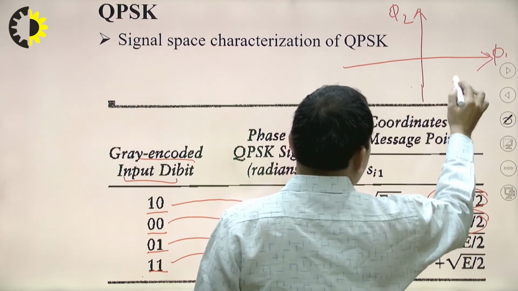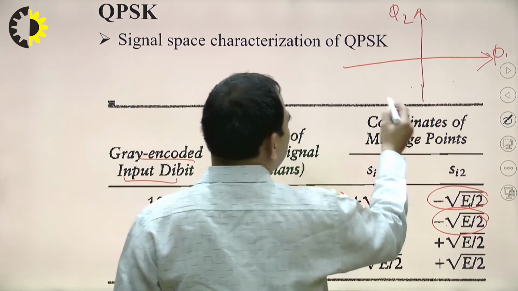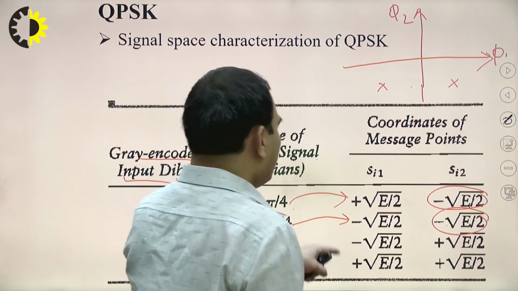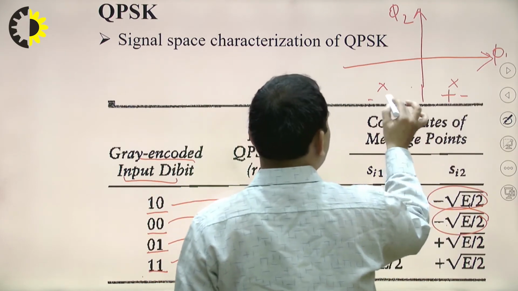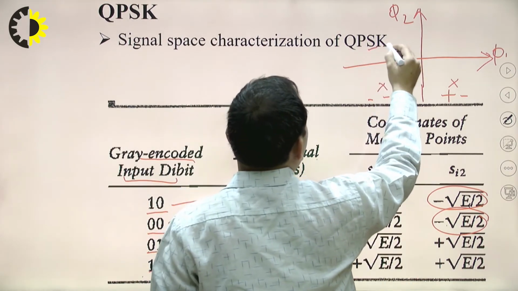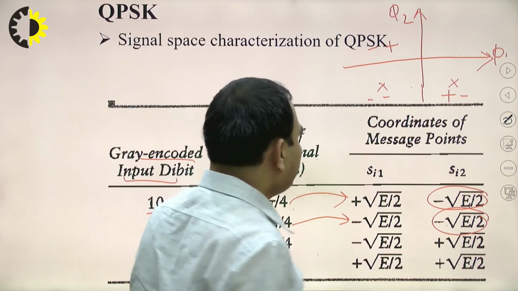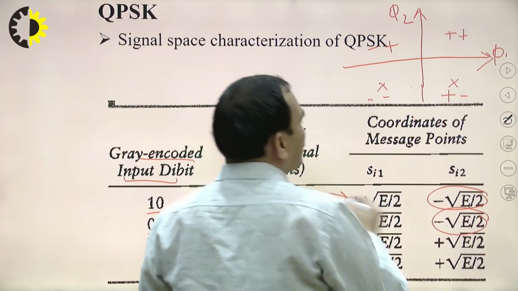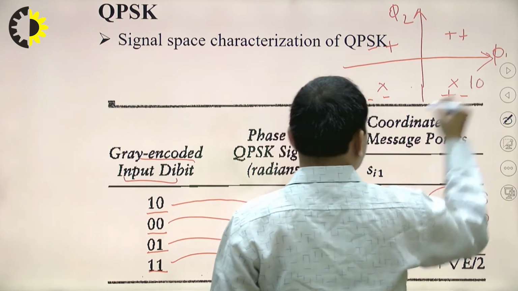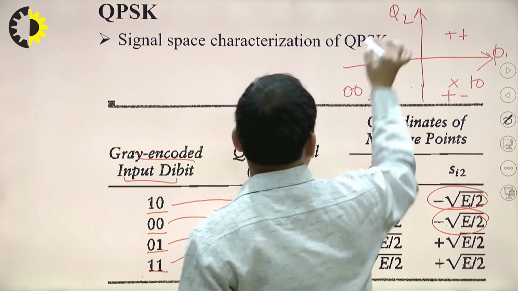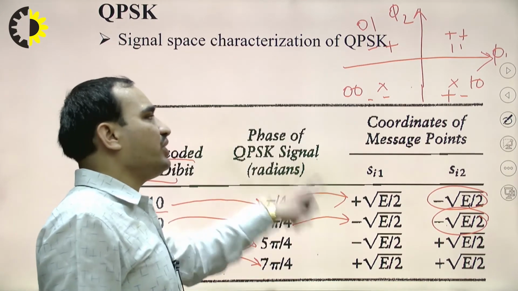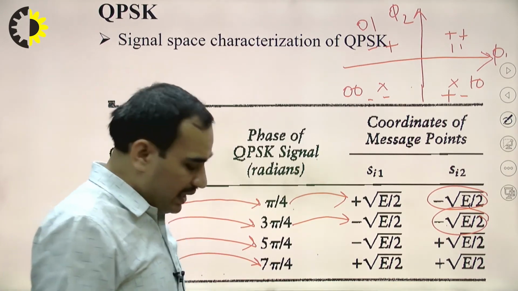Next point is minus minus, so the next point will be here. First point is here, so this is plus and minus. Here we have minus minus. Next is minus and plus, so minus and plus will be here in the second quadrant of this Cartesian coordinate, and then we have plus plus, which will be here. So accordingly we have classified the 4 symbol points: 10 will be here, this will be 00, this will be 01 and this will be 11. So accordingly we are having the 4 message points in the signal space diagram.